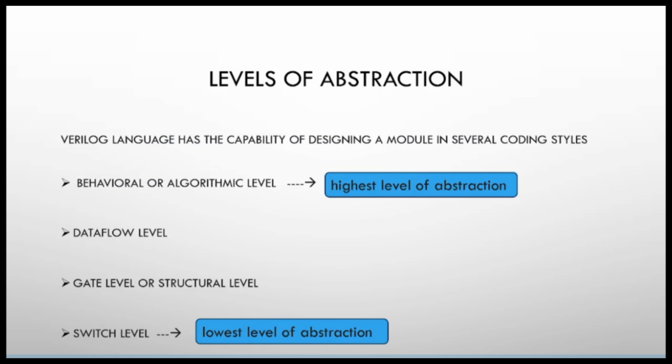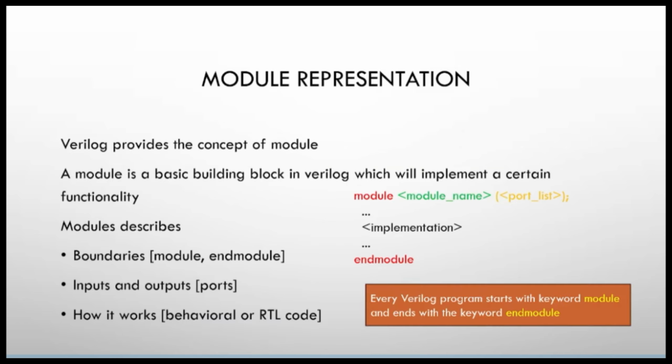Okay, that means you can have 4 different coding styles while you are writing code. Like you can have behavioral coding style, data flow coding style, gate level coding style, or switch level coding style. Right? When you are writing a program, you can write in any of these 4 abstraction levels. So this is about Verilog HDL.